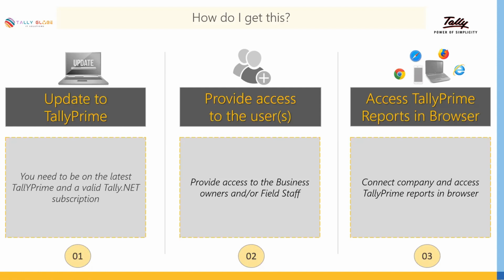And the second thing is you need to provide the access to the users. As an owner, what is the access to me, and as a user, what is the access to me. So you have to create users and give them the access. And the third thing is you have to connect your company and you can access your reports in browser on any device and in any browser, whatever browser is supported as of now. You can even use Safari. If you are using Apple phones, you can use the Safari browser to access the reports. It is not like you can just use Android mobiles. It is browser based, so with any browser you can log into the reports and access them. So this is all about TallyPrime reports in browser.